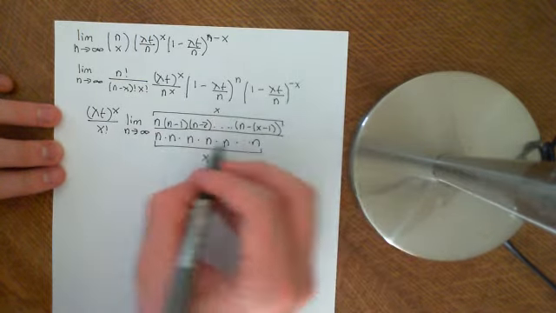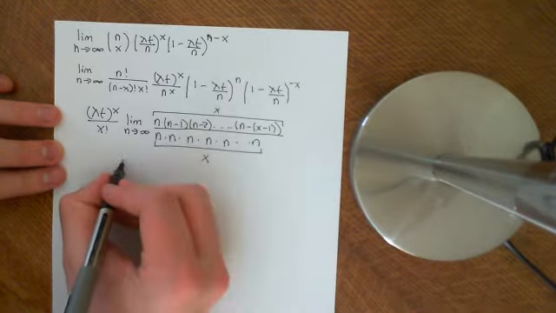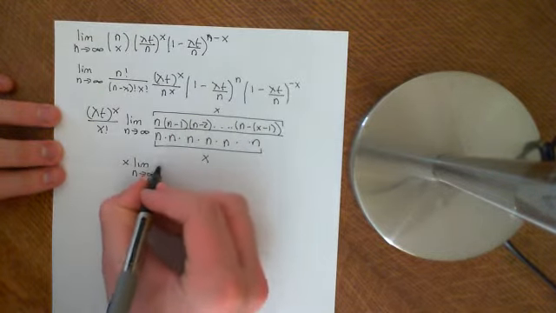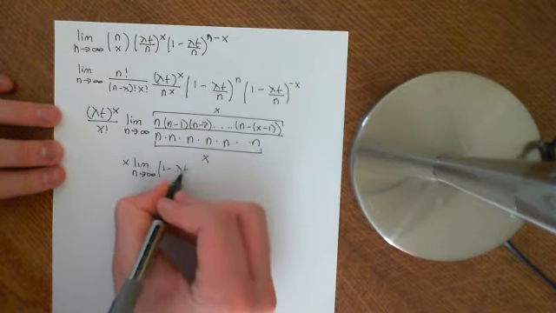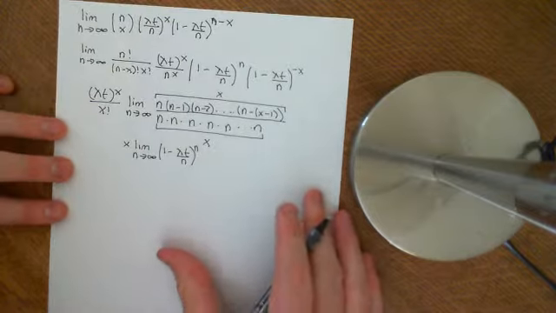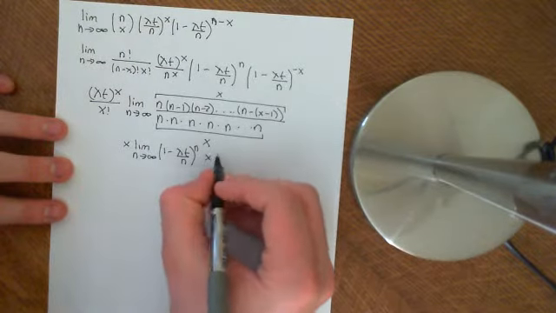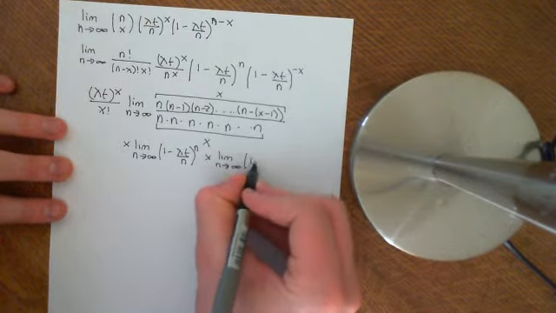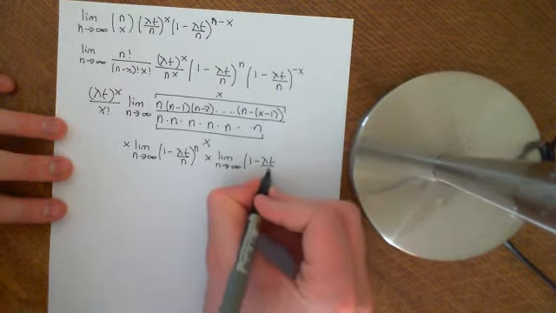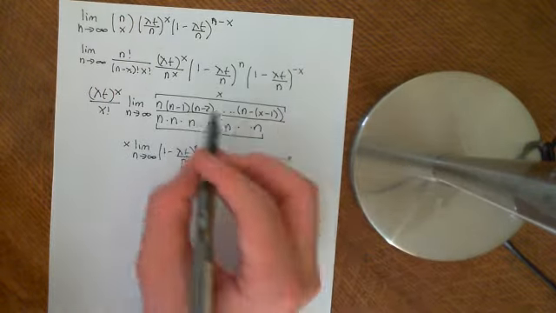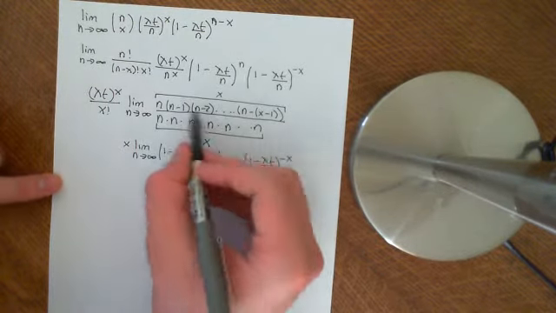Okay, then we take that limit, we multiply it by the limit as n approaches infinity of 1 minus lambda t over n to the power of n. Okay, and we multiply that by the limit as n approaches infinity of 1 minus lambda t over n to the negative x. Right, so this limit is very, very easy.